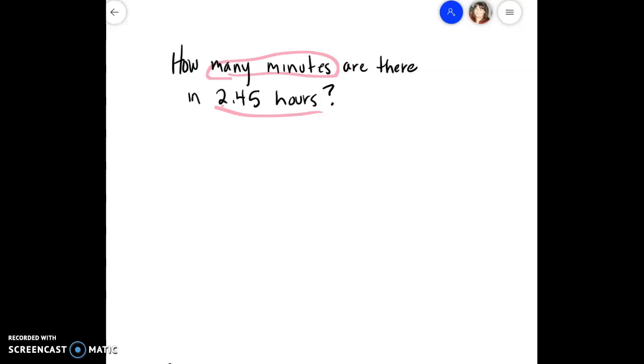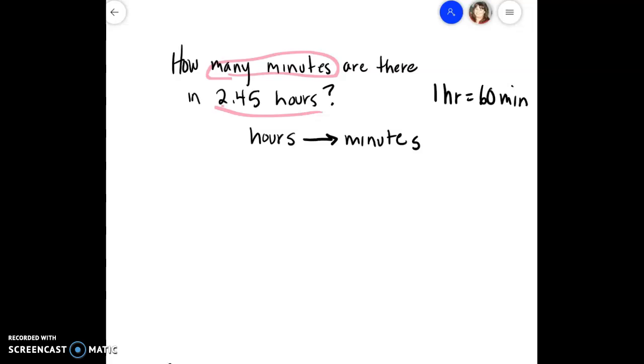So let me write my map. I'm going to go from hours. And then, do I know how many minutes there are in 1 hour? Yes. So I have a direct conversion here. I can go right from hours to minutes. My conversion factor, I know that 1 hour and 60 minutes are equivalent statements. 1 hour is equal to 60 minutes, or there are 60 minutes in 1 hour. So this is my conversion factor.